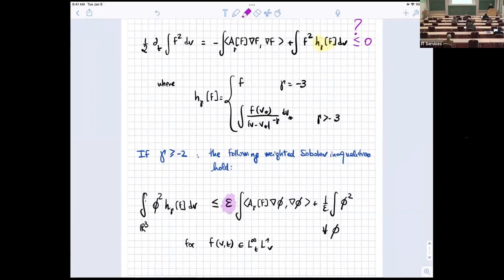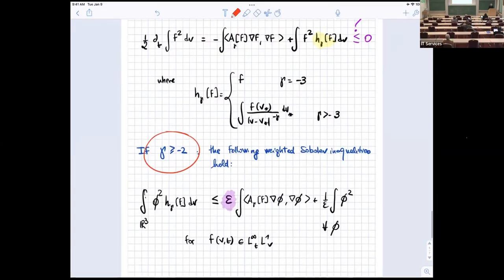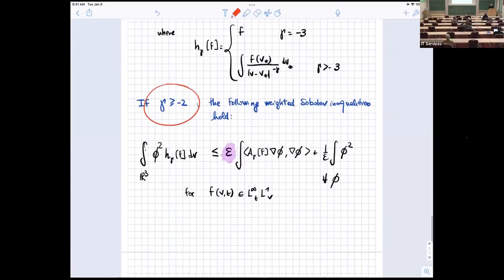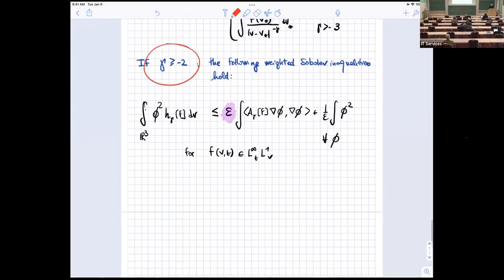Why this doesn't hold for, do I have one more minute? So this is just a remark. It's curious what happens when gamma is less than 2. The situation for gamma less than 2, for example for Coulomb, is not great, but it's not hopeless somehow in this regard.